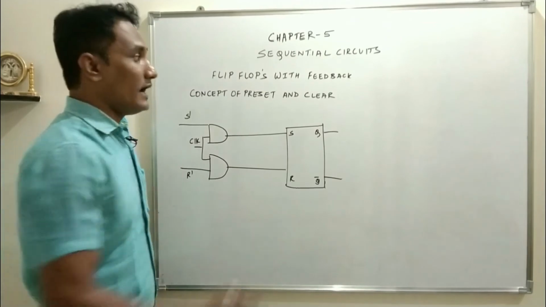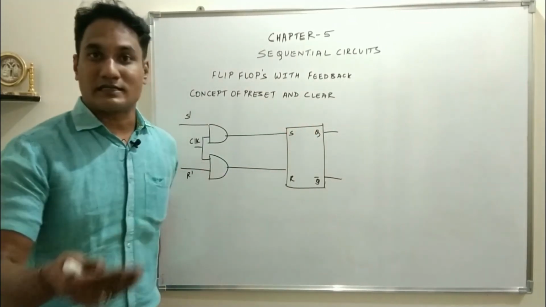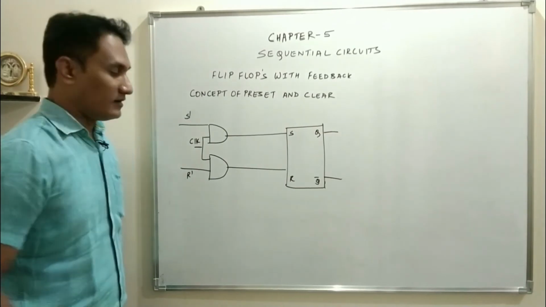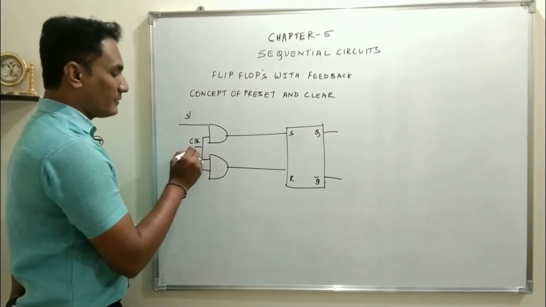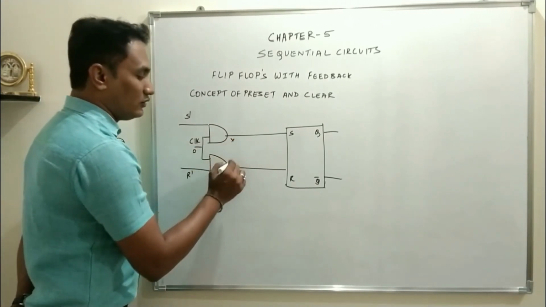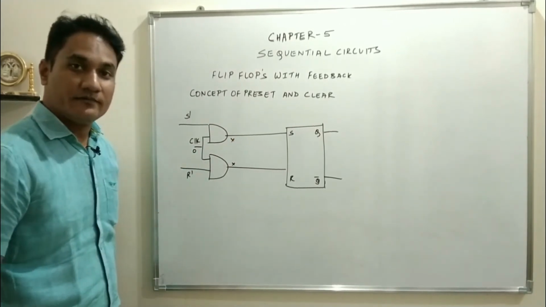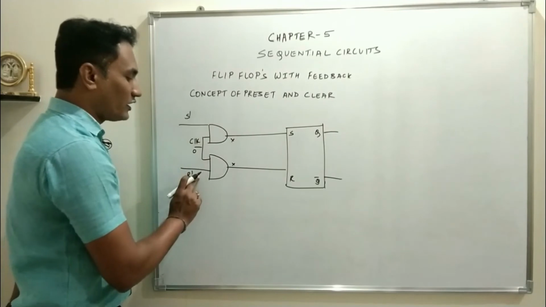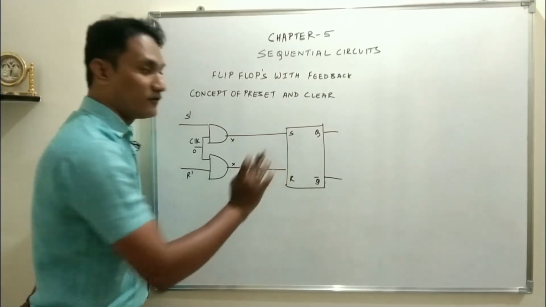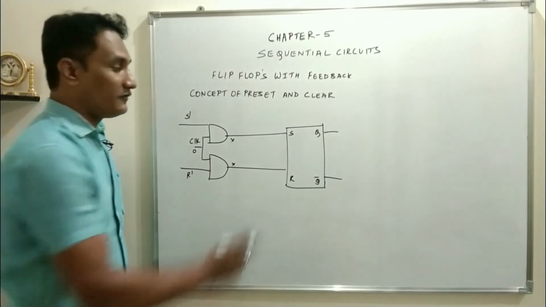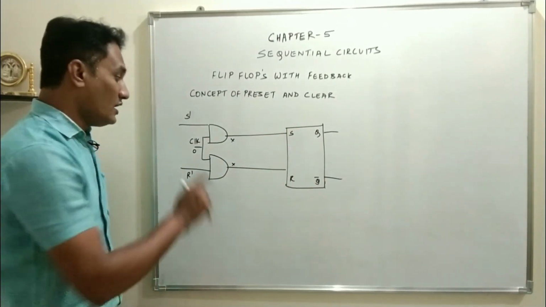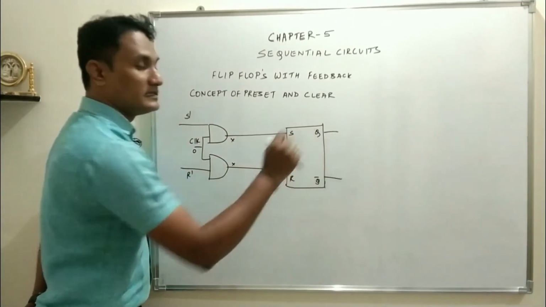Of course, to add these two terminals we have to make certain modification. Why I am adding this preset and clear? Just look at this circuit. What happens when the clock is 0? Until the clock is 0, the AND gate will be disabled. Whatever be the input you are going to provide at S dash and R dash, will that going to reach SR flip-flop? Of course not. And if S and R are 0, there will be no change in the output condition. So when clock is 0, there will be no change in the output condition.